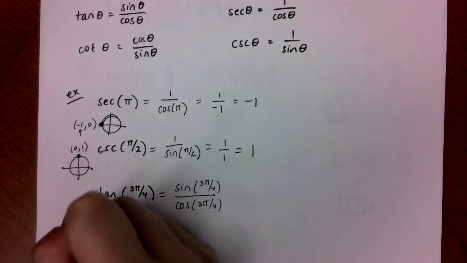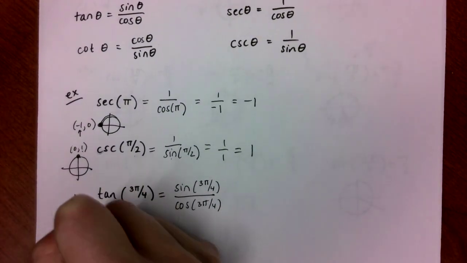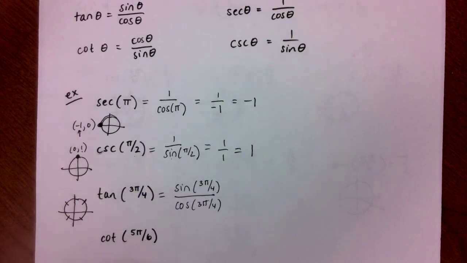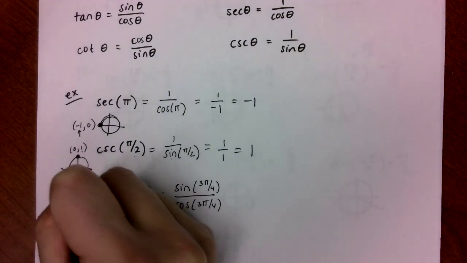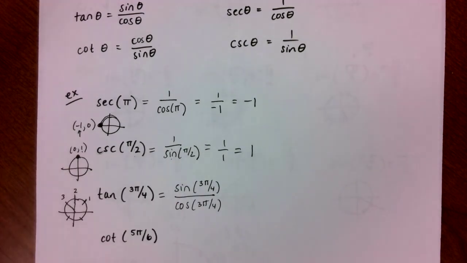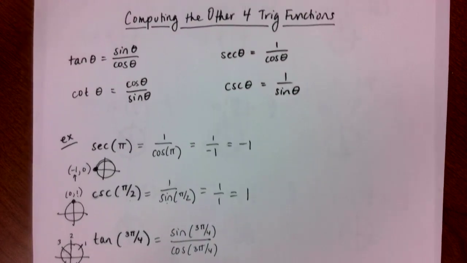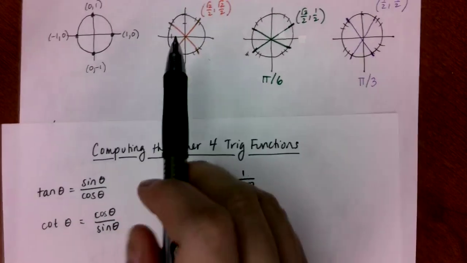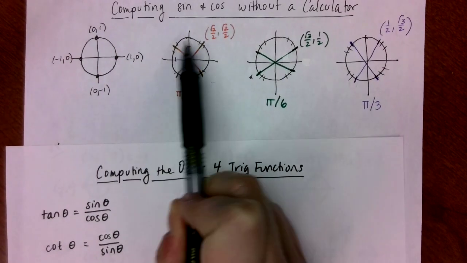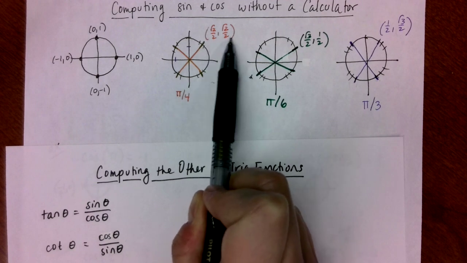3 pi over 4. I'm going to count out my pi over 4s. Those are your halfway angles through each quadrant. 1 pi over 4, 2 pi over 4, 3 pi over 4. So we're exactly halfway through the second quadrant. So I'm going to associate this back to pi over 4 as its reference angle, right? We're right here. So my cosine and sine are these numbers.